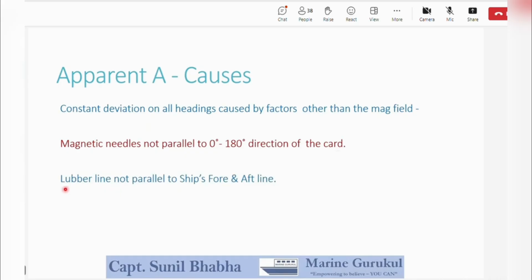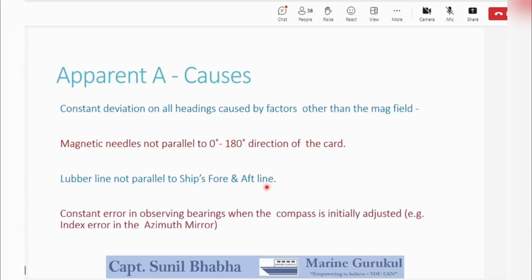Sometimes we see there is a lubber line which is fitted on the repeater. If the lubber line is not parallel to the ship's fore and aft line, whenever you read that lubber line to get the heading of the ship, there will be a constant error. This has got nothing to do with magnetism, and it's also a manufacturing defect, so it falls under apparent A. Another reason could be constant error in observing the bearings when the compass is initially adjusted. For example, there could be an index error in the azimuth mirror leading to a wrong deviation card. So when that wrong deviation is applied, you will get an error. That's also a non-magnetic reason.